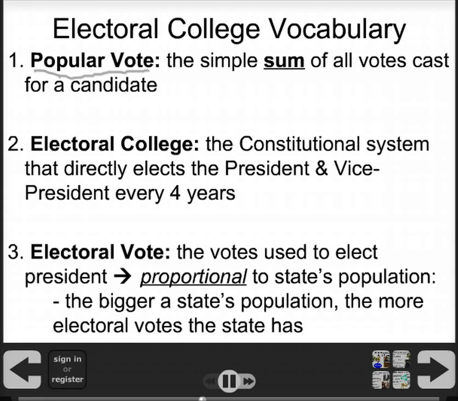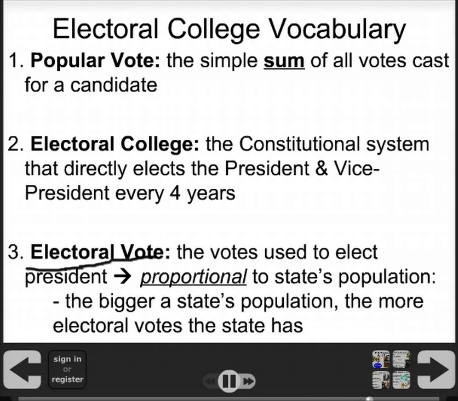Jumping down to number 3 here, you have the electoral vote. And the electoral vote is important. These are the votes that we use to elect the president. And each state gets a certain amount of electoral votes that are proportional to a state's population. So the key word here is proportional. What that means is the bigger a state's population, the more electoral votes the state gets. So a state like California, New York, or Texas, they have lots and lots of people, therefore they get lots and lots of electoral votes.